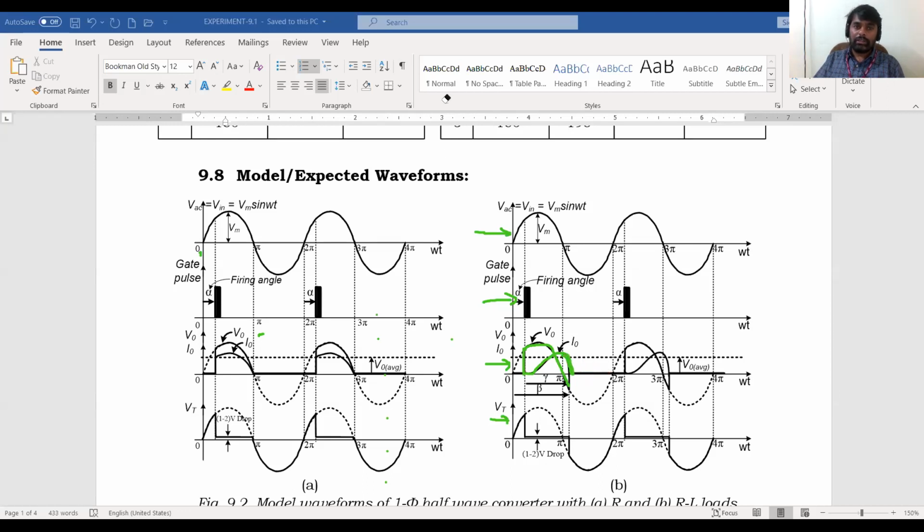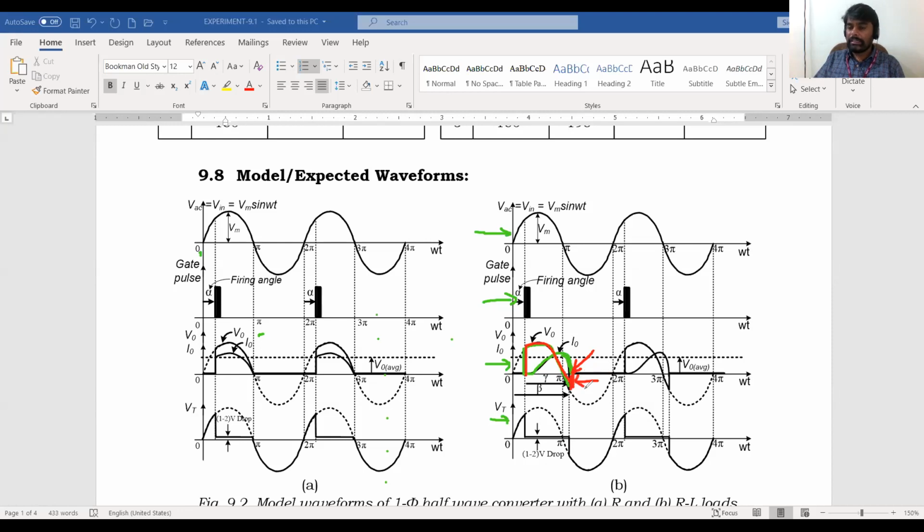So for this 2 ohm and 2 millihenry, the current is discharging at this particular point. That means the current is extinguished, reaching 0, at this point. The output voltage follows the input voltage up to this beta, which is called the extinction angle beta. And due to this inductor, you are getting negative voltage across the load.